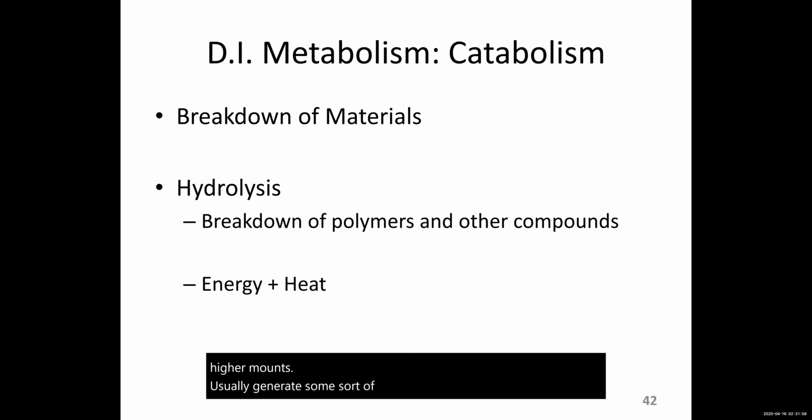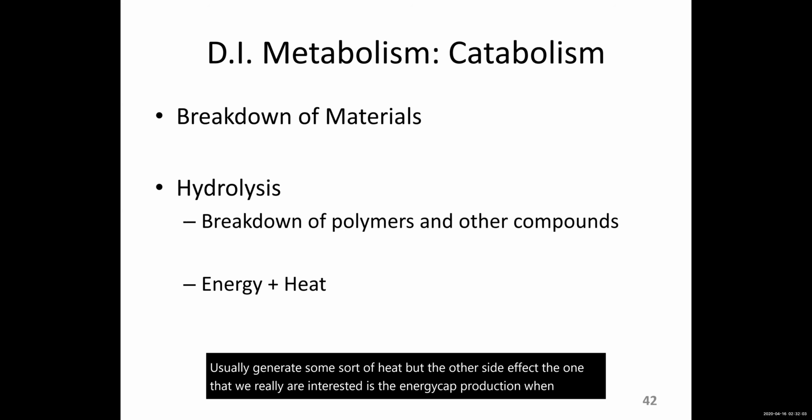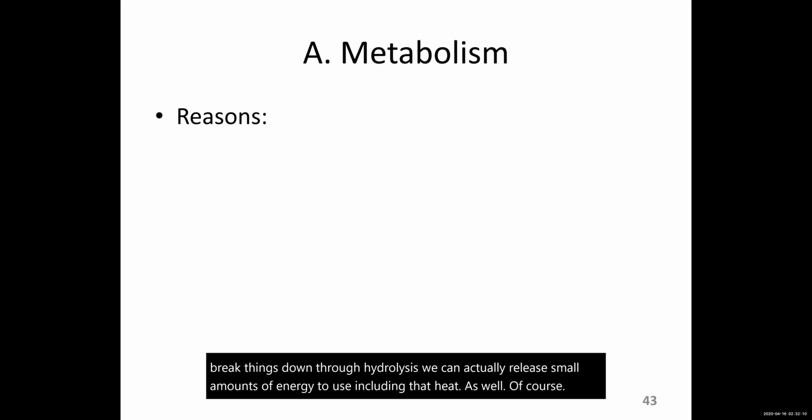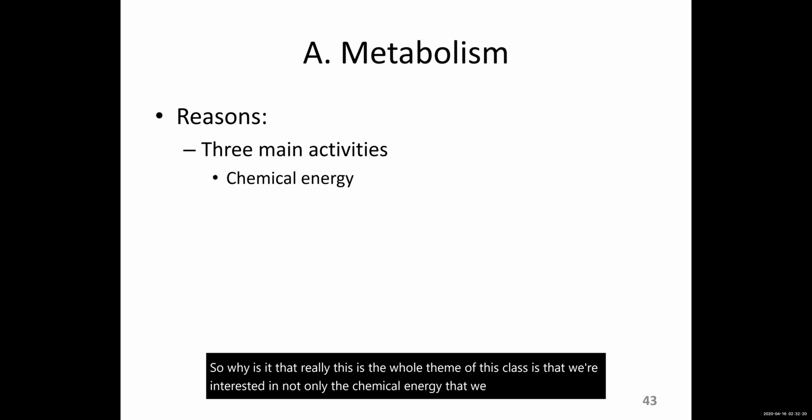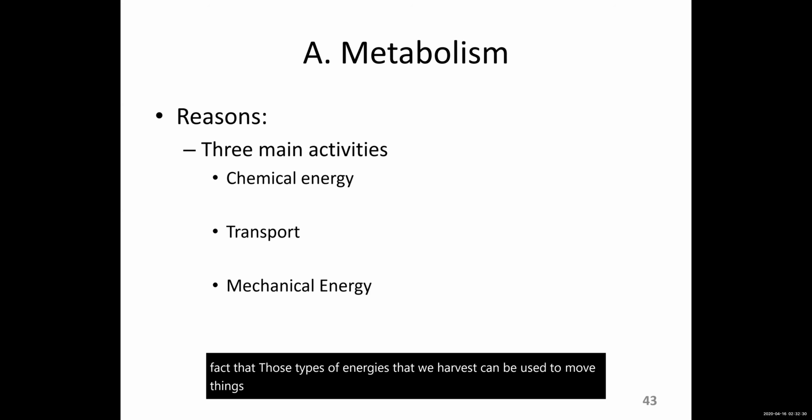But the other side effect, the one that we really are interested in, is the energy production. When we break things down through hydrolysis, we can actually release small amounts of energy to use, including that heat as well, of course. So this is the whole theme of this class: we're interested in not only the chemical energy that we can extract from these metabolic reactions, specifically the catabolic ones, but also for the fact that those types of energies that we harvest can be used to move things around, or to either build things or transform things within the body.